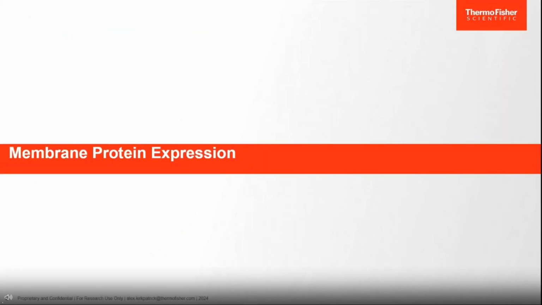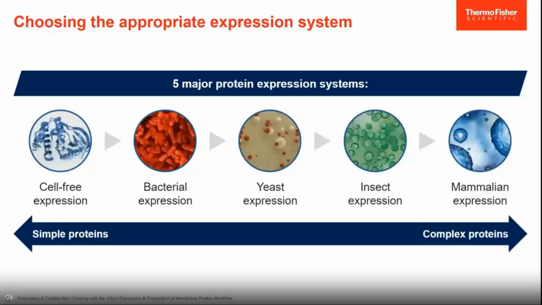So starting with membrane protein expression, there are various expression systems for recombinant protein expression. Choosing the right system for expressing membrane proteins, such as GPCRs, is not always so straightforward. Here we see the 5 major expression systems.